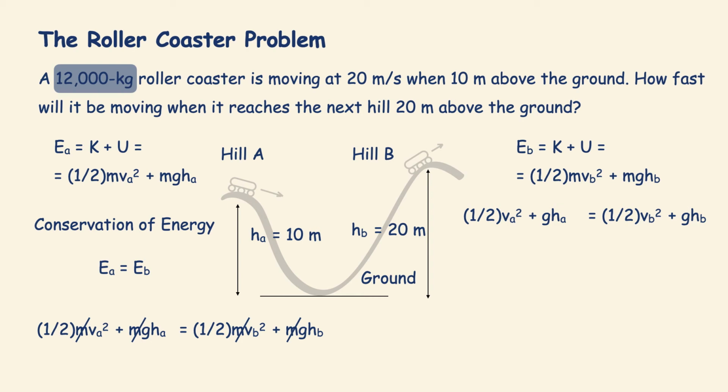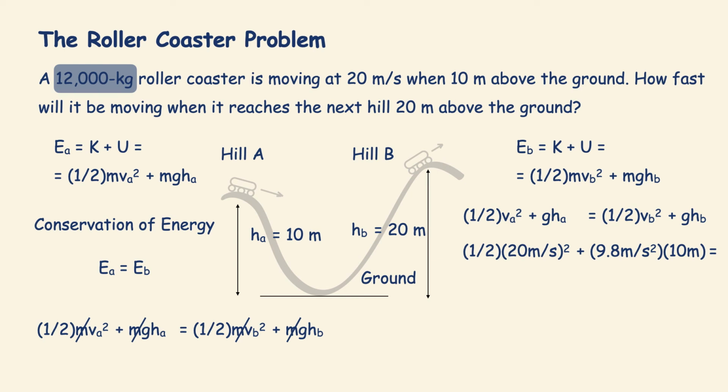After we cancel the masses, we're going to have 1/2 the velocity, or the speed, of the roller coaster at the hill A squared plus g times the height of that hill A, has to be equal to 1/2 of vb squared plus g times the height of hill B. And here's where I plug in the numbers.